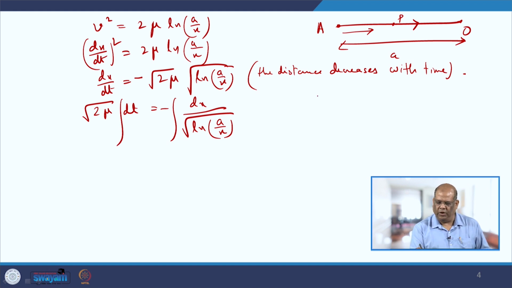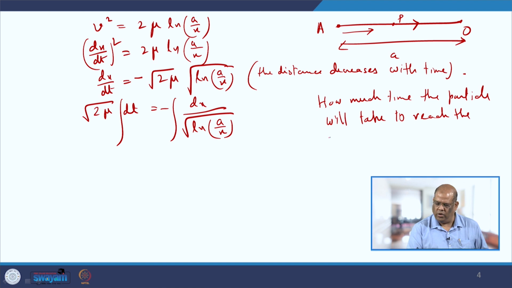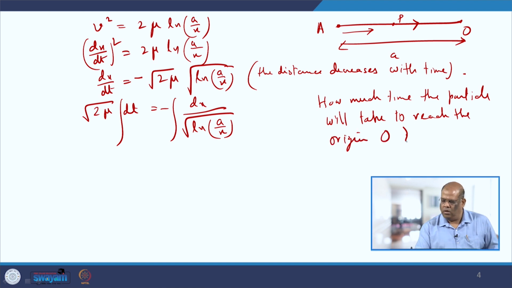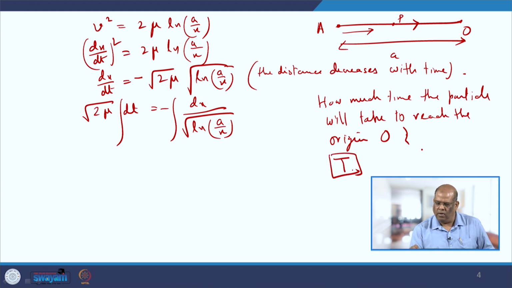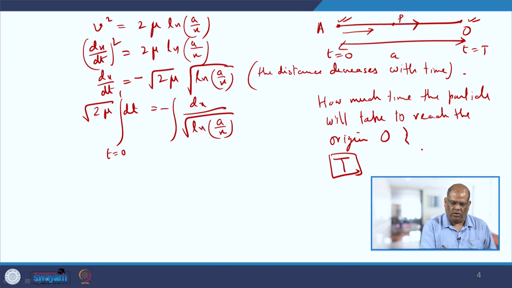So, let us ask the question, how much time the particle will take to reach the origin O. Let t be the time. It starts from where t equal to 0 and it reaches here when t equal to capital T. So, from t equal to 0, it is going to t equal to capital T, that capital T I have to find. So, while doing the integration, you can put from t equal to 0 to t equal to capital T.